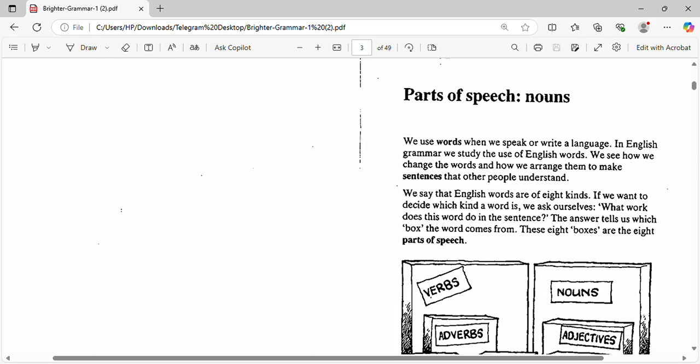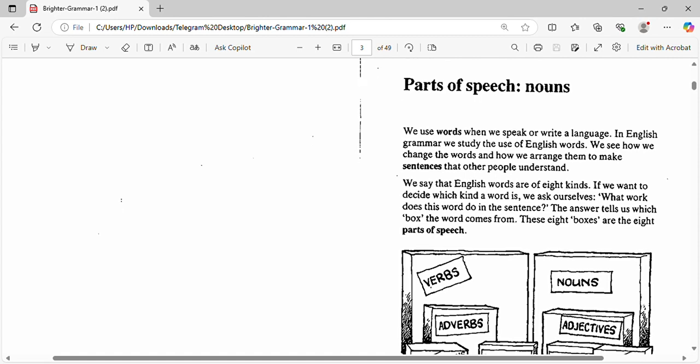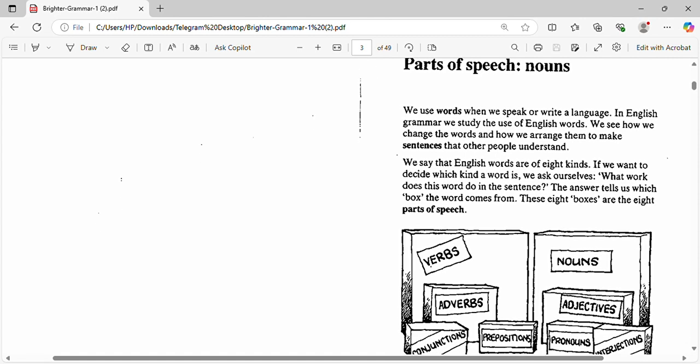We use words when we speak or write a language. In English grammar, we study the use of English words. Words are used when you speak or when you write a language. Let's continue. We see how we change the words and how we arrange them to make sentences that other people understand. We say that English words are of 8 kinds.